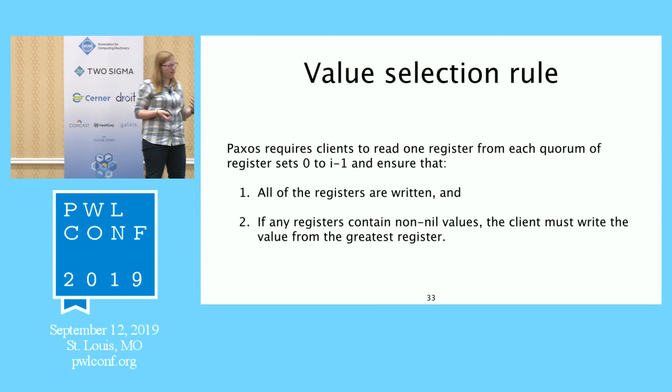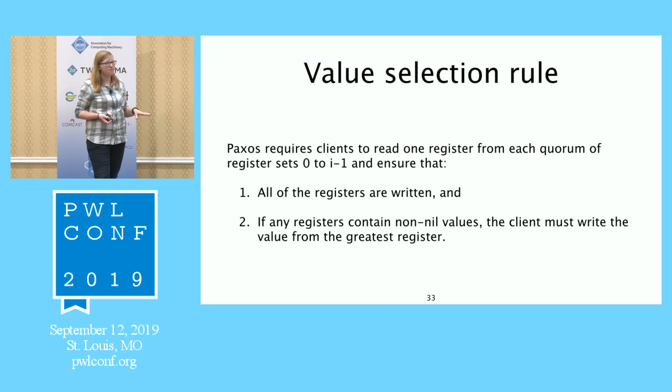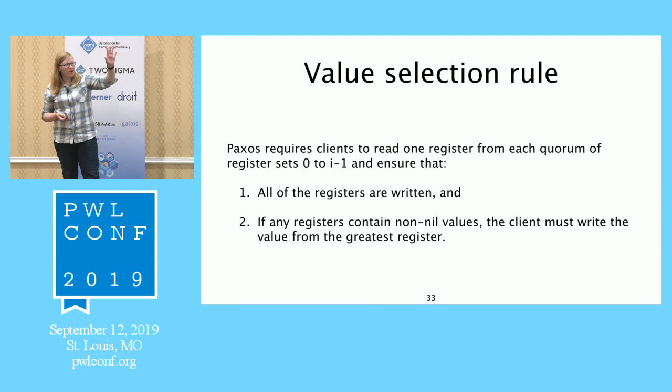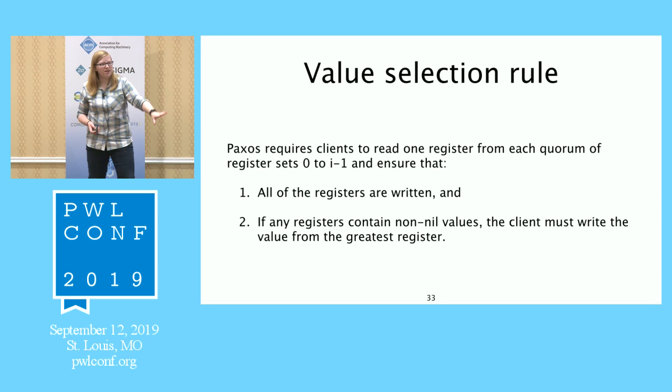I need to make sure of two things. Firstly, all those registers need to be written. If they're unwritten, another client could come in, write a different value, and cause a safety violation. But what if they're not written? That's where the null value we saw earlier comes in. So the client is going to read them, and if they're empty, they're going to write null. They're going to freeze the system. They're going to say, stop, whatever happened, I'm going to learn about that, but don't start writing new values to these registers. Don't make decisions because it might be different from what I'm going to do. So I'm just going to write nil to block that register and stop anyone else getting in there.